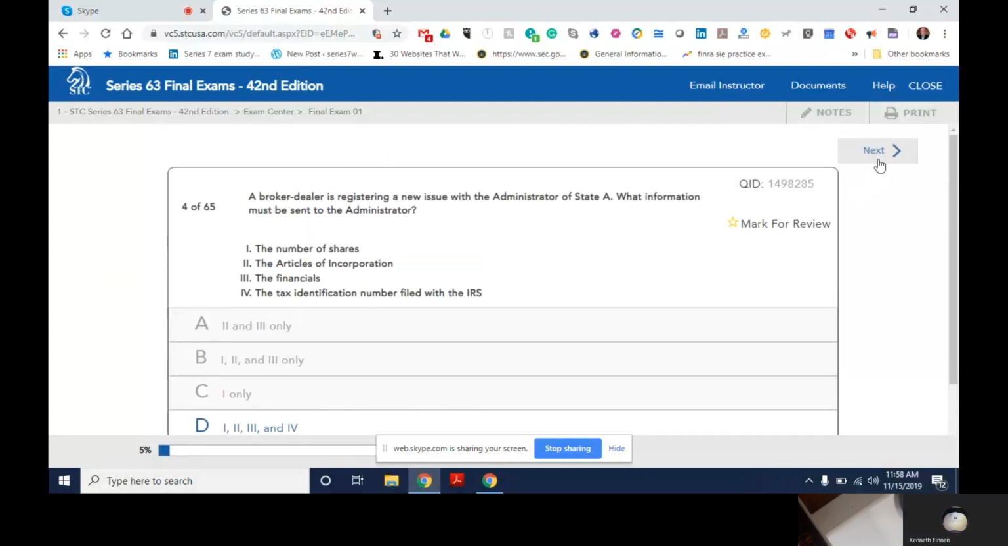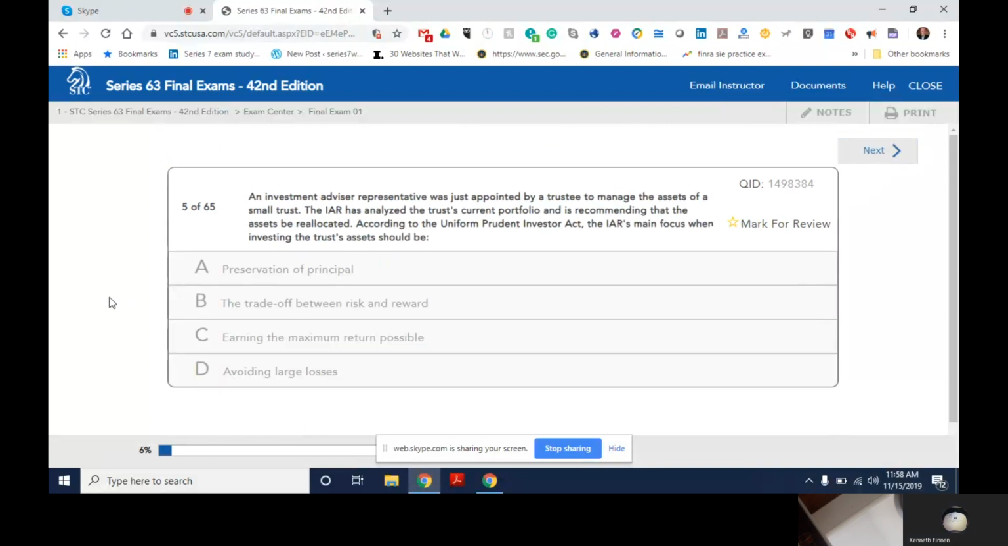That's their social security number. Oh, and you don't need that. So that's a good thing. You do not need the tax identification number. I wasn't sure about that.